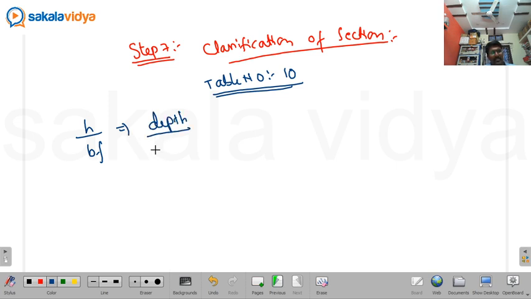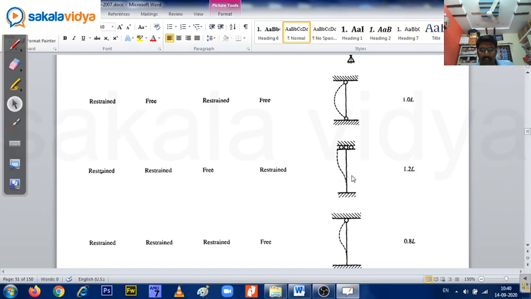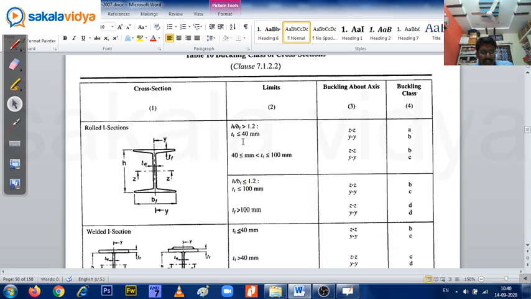Depth is given as 250 and width is also given as 250. 250 gets cancelled and we get 1, which is less than 1.2. So if it is less than 1.2, it comes under which class according to our given table? For that we have to refer to table number 10. If h by bf is less than 1.2, then it becomes class B.